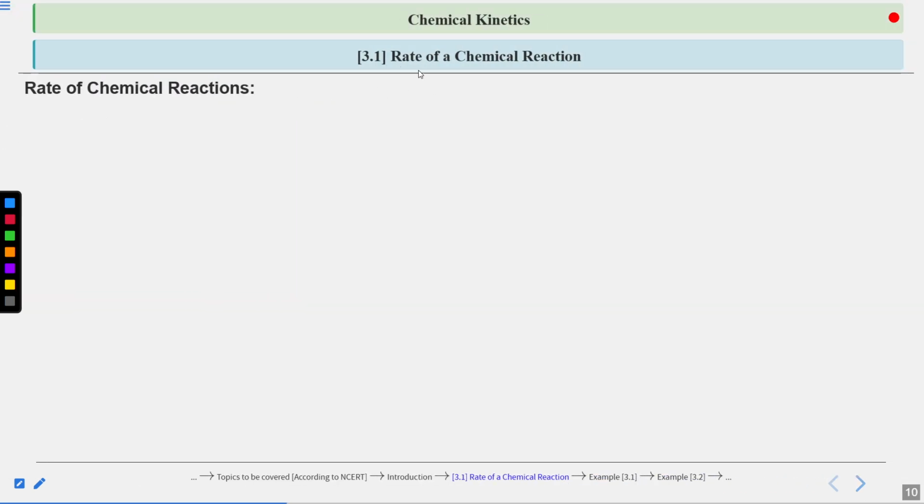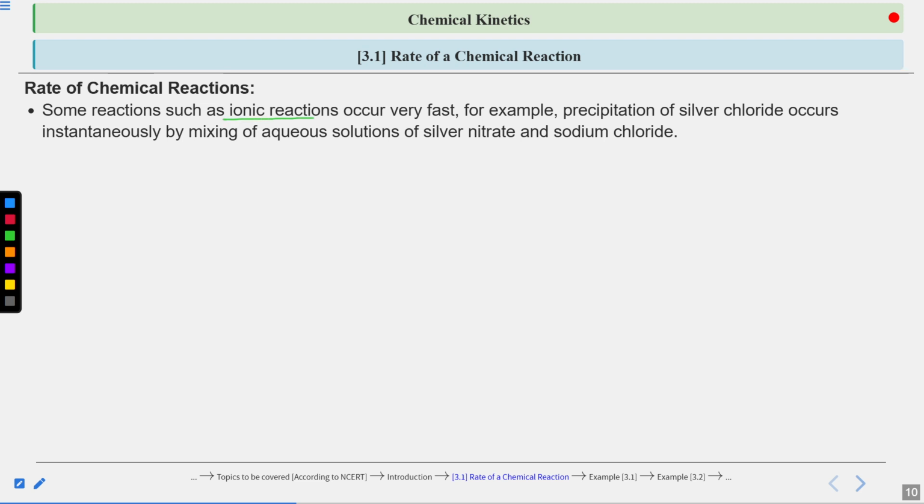Now let's talk about our first topic, which is the rate of a chemical reaction, section 3.1 in our NCERT textbook. Under this topic, some reactions such as ionic reactions occur very fast. Ionic reactions involve the formation of ionic compounds. For example, the precipitation of silver chloride, AgCl, occurs instantaneously by mixing aqueous solutions of silver nitrate and sodium chloride.